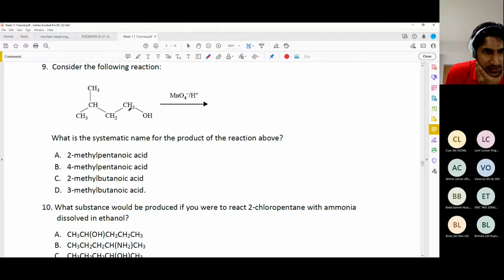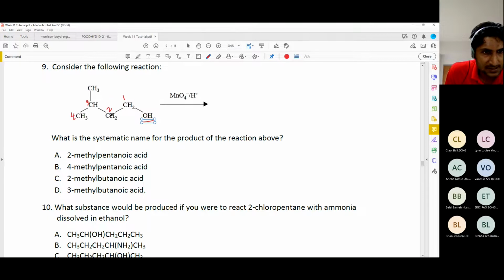Consider the following reaction. It is an alcohol. What is the name for this alcohol? We start counting from this hydroxyl group, where the substituted group is. We should start counting from there. So this is 1, 2, 3, and 4. You can take this one as 4 or this as 4. Both will be the same.